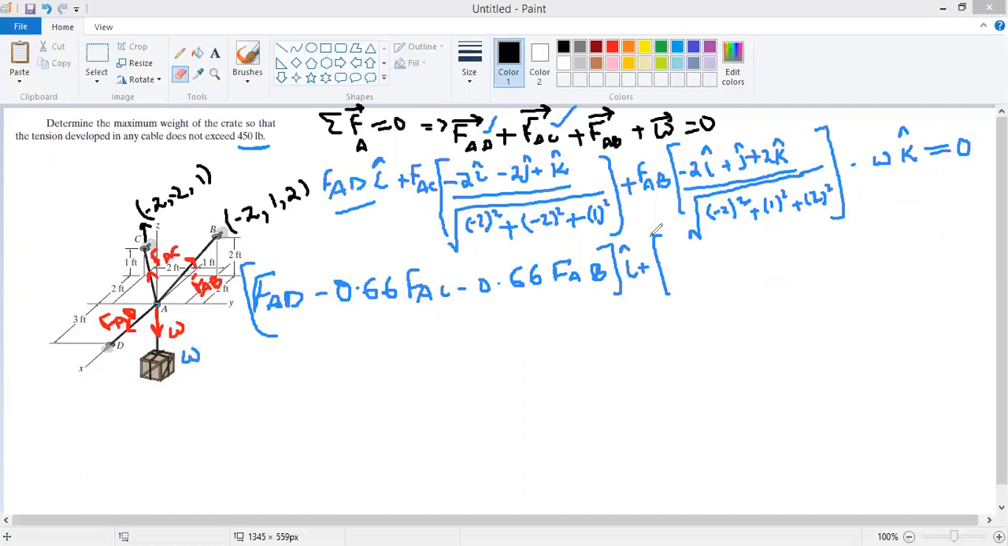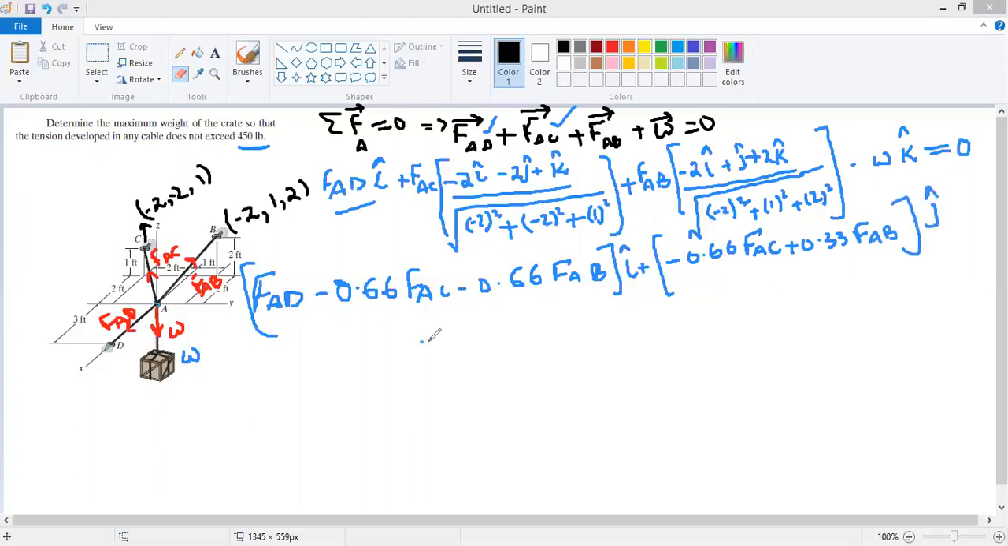So now compiling these j components. First we'll have this component. It will again be -2 divided by 3, that is minus 0.66 FAC. This will be the first component, and we again have the FAB j component, so it is 1 divided by 3, that will be plus 0.33 FAB, and these components are acting along j cap, so we'll write this as j cap.